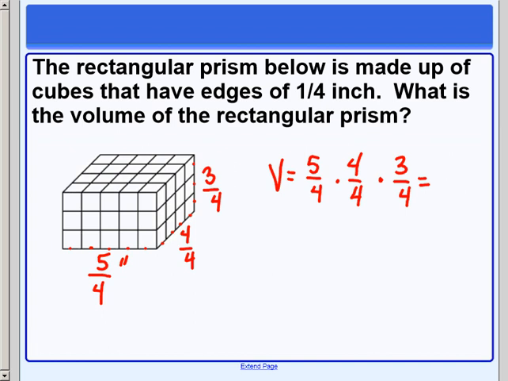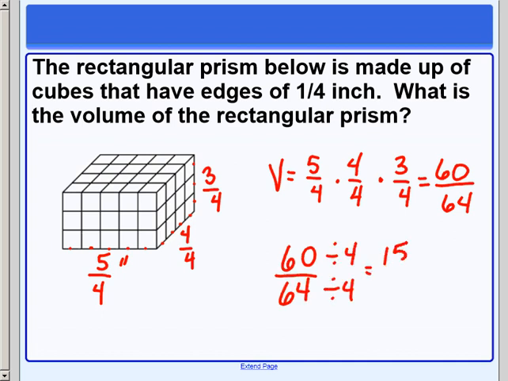And when I do that, I'm going to get 5 times 4 is 20. 20 times 3 is 60. But it's going to be 60 over 64. 4 times 4 is 16. 16 times 4 is 64. So 60 64ths. And 60 64ths can be simplified to 15 16ths. So the volume of that particular rectangular prism will actually be 15 16ths of a cubic inch.